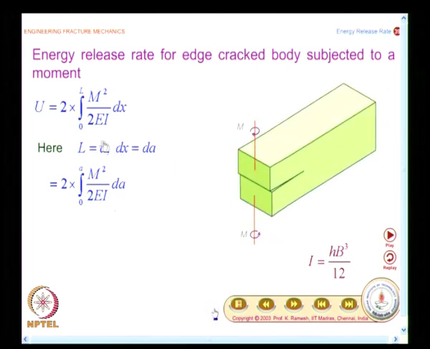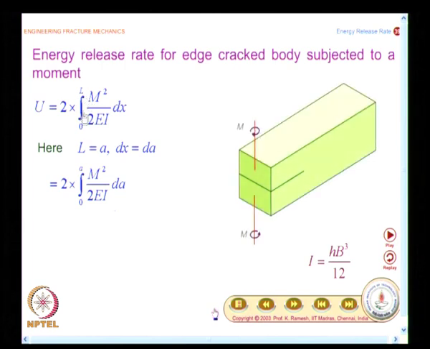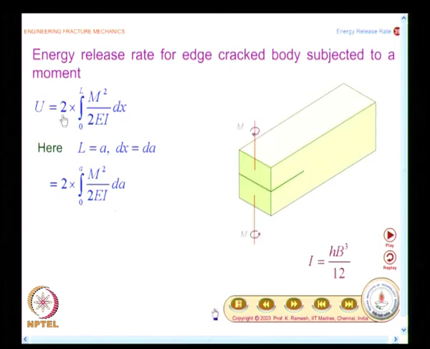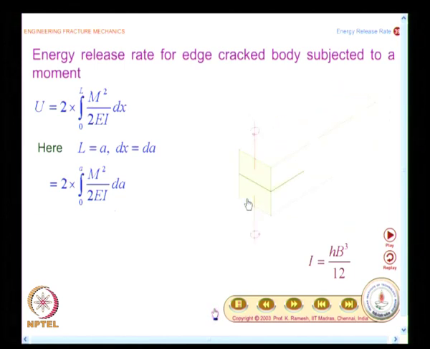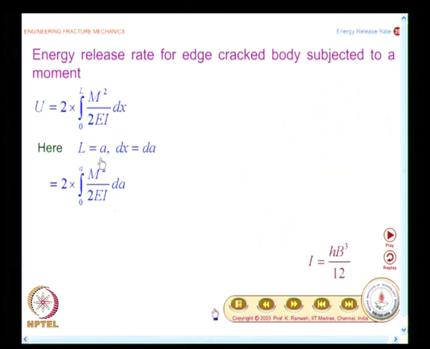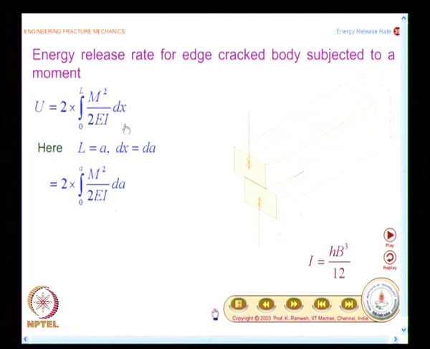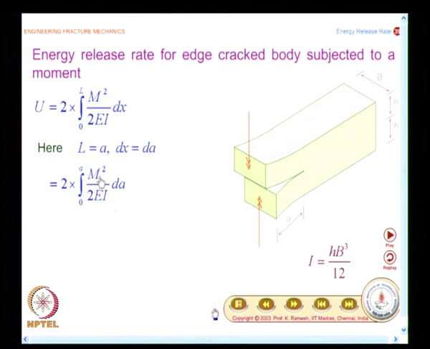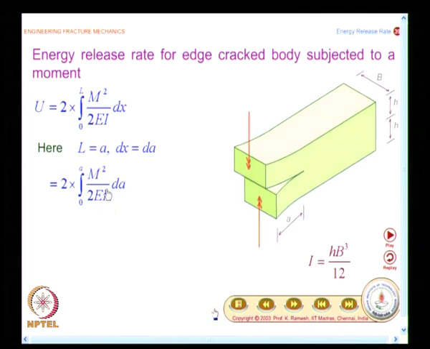and you can write the strain energy in the presence of a crack as integral 0 to L M squared by 2 E I dx, the whole thing multiplied by a factor 2, because we have looked at the top beam as well as the bottom beam. The length of the crack is a, so the beam length is taken as a, and dx is nothing but da. So, the integral you replace as 2 into integral 0 to a M squared by 2 E I da.